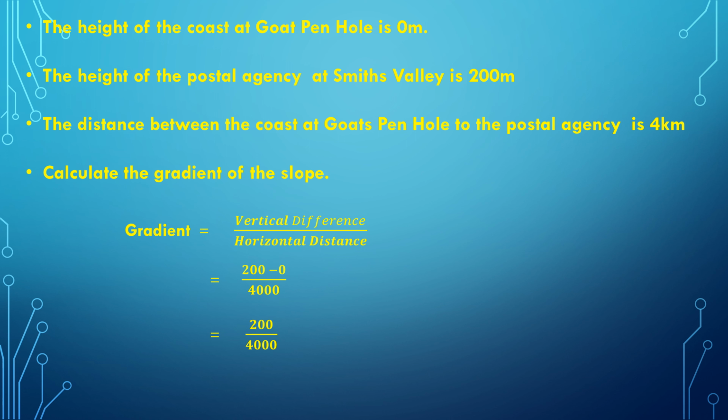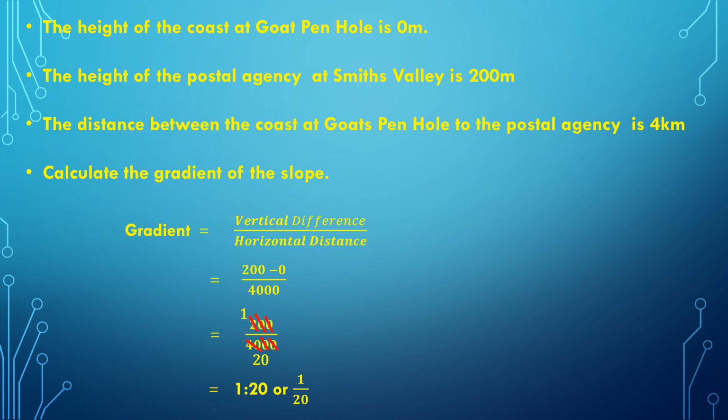Then we divide our vertical difference by our horizontal distance. And this is how we do it. First of all, we cancel our zeros. Then we say 2 into itself 1 time. And then we say 2 into 40, or 40 divided by 2, is equal to 20. Therefore, our gradient will be 1 to 20, or 1 over 20.